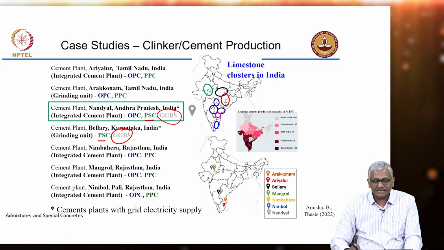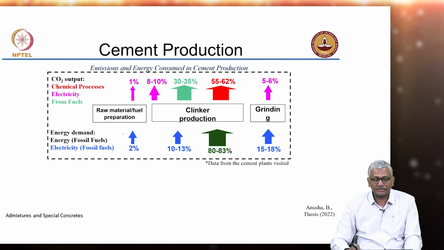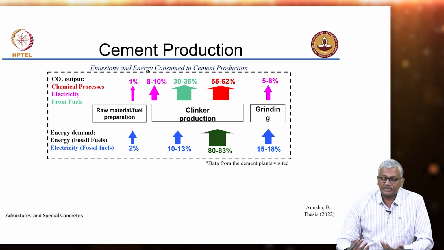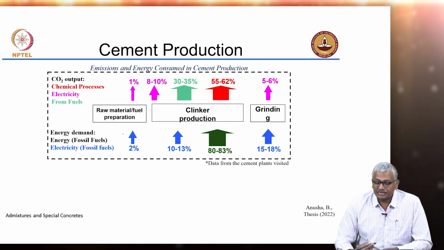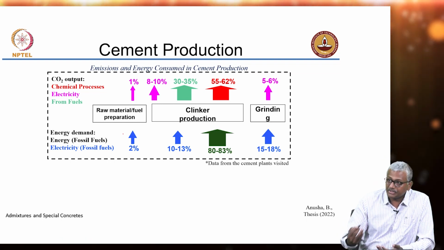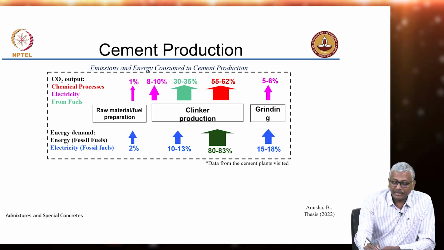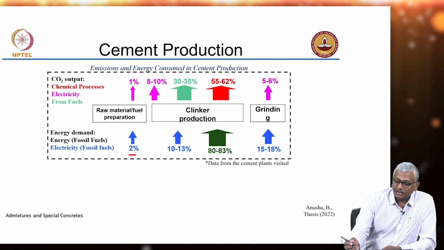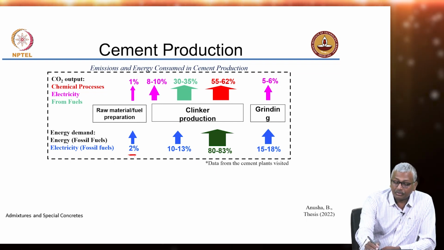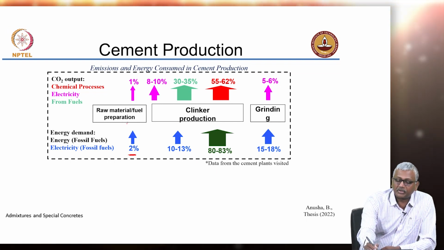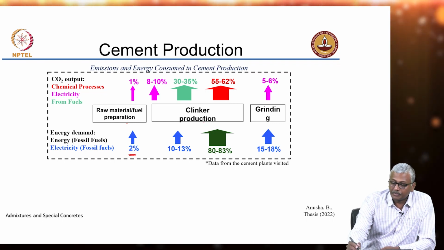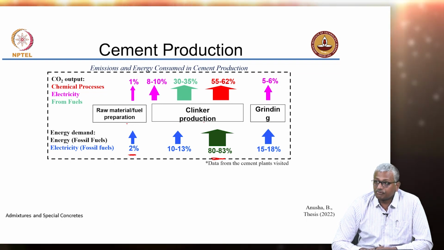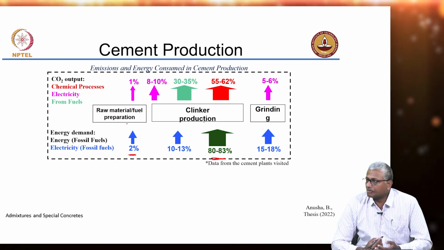Okay, so here this example is with the data from Nandyal in Andhra Pradesh. So again, what is the energy and emission involved in the cement production? So let's look at the energy first. Now, your energy in the form of electricity from fossil fuels is about 2%. Okay, so this 2% is going into the raw material and fuel preparation. The energy that goes into the clinker production is 80 to 83%. Okay, from fossil fuels like coal, for instance, for this particular plant.